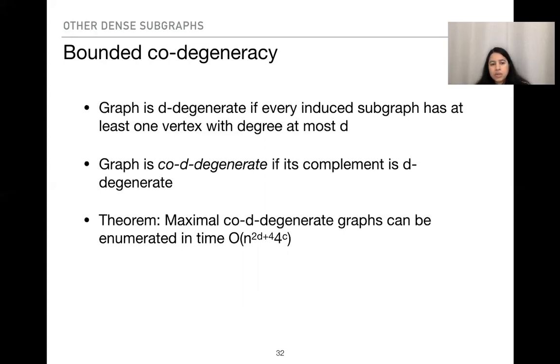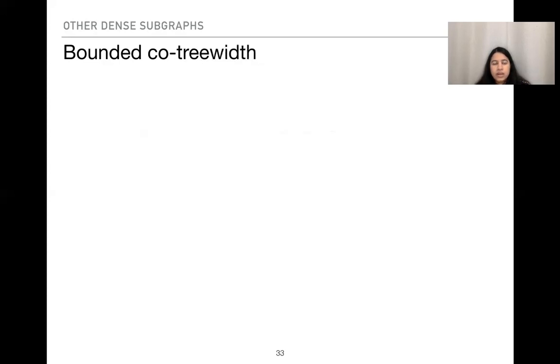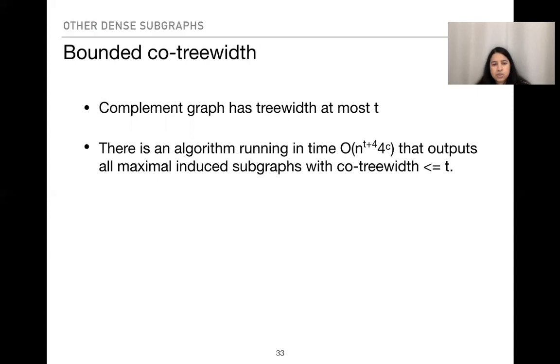And we showed that for enumeration, this is in fact tight. So there are examples where, at least in the exponent of n, it cannot be any lesser than 2D. And similarly, we also show results for bounded co-tree width, where the complement graph has tree width at most T. And in this case also, we show that there is an algorithm that runs in time n to the T plus four times four to the C that outputs all maximal induced subgraphs with co-tree width less than or equal to T. And this is again tight as far as enumeration is concerned.